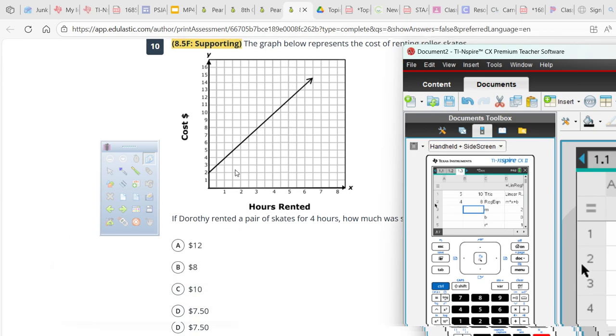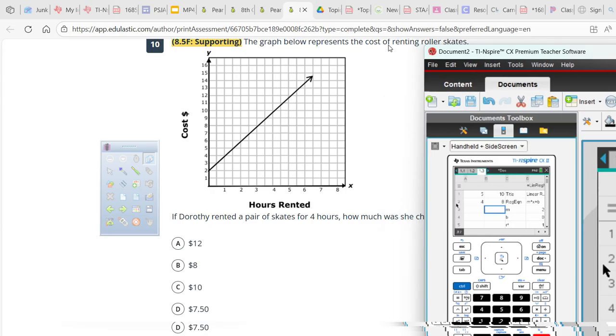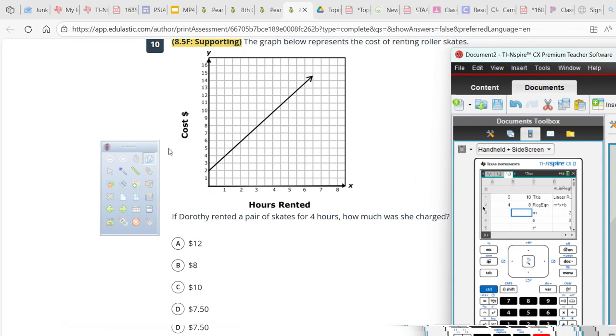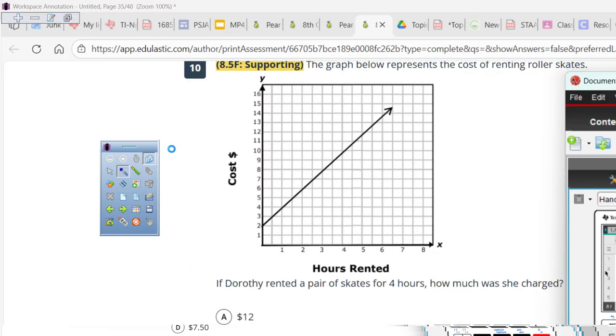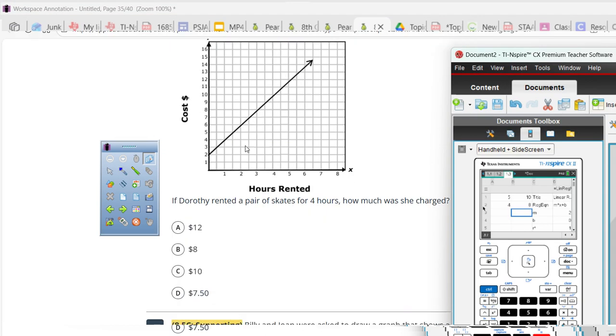It doesn't have the case for 4 hours. How much was she charged? So basically use the graph that's given to you here. I'm going to go to 4 hours. Let's see, 1, 2, 3, 4 to 9. Go to 9 here, come over here. It's just under 10.